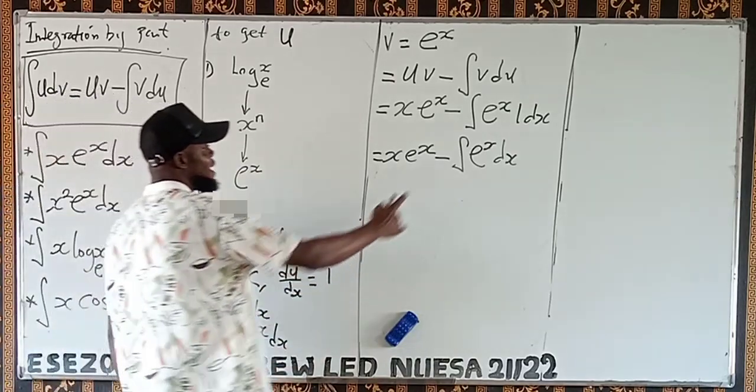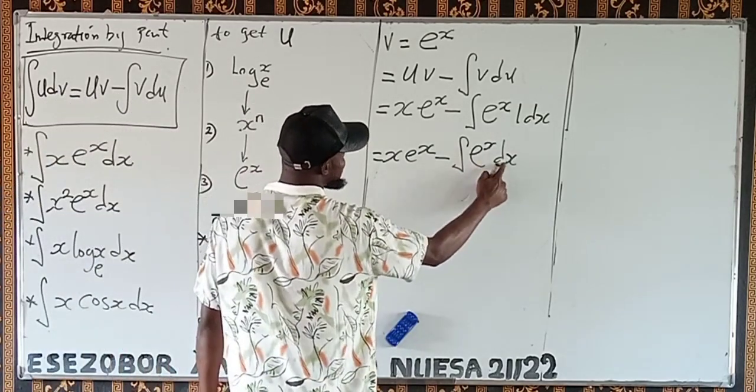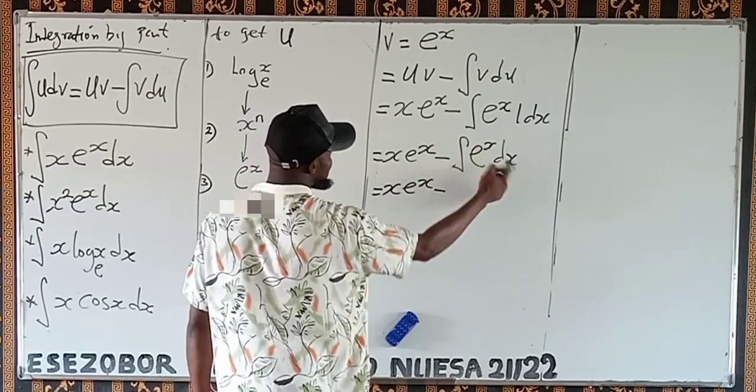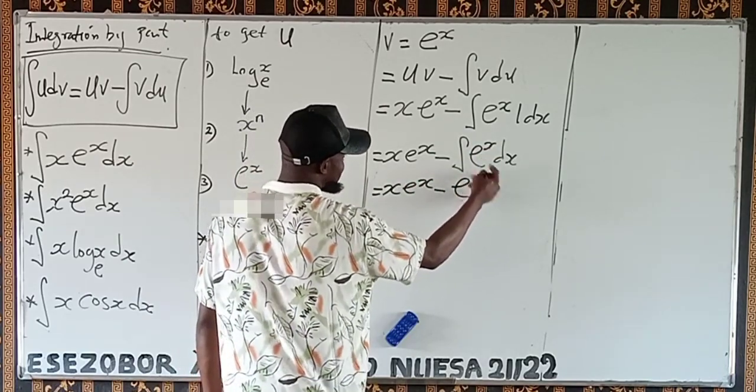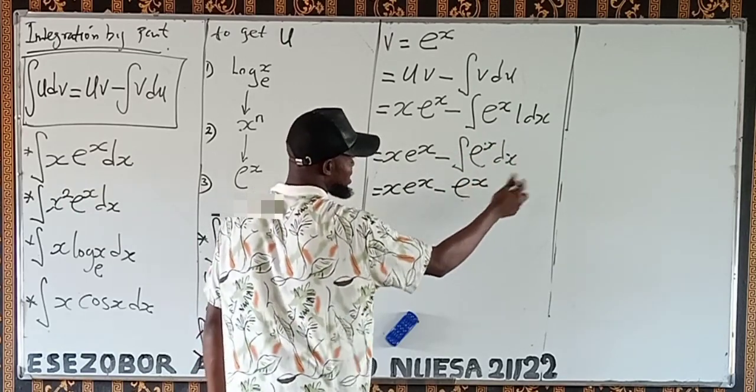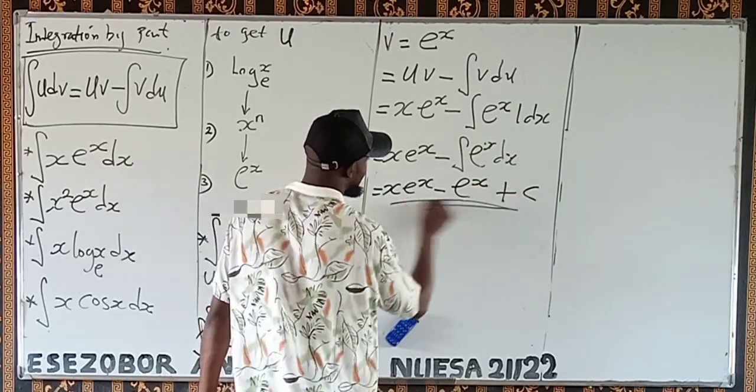So next thing, let's integrate what we have. Integrate exponential x dx. What do you have? We have x exponential x minus the integral of exponential x dx. This will be exponential x. Then you have to integrate again. Integrating exponential x with respect to x will be exponential x. We add plus c now. That will be the answer.